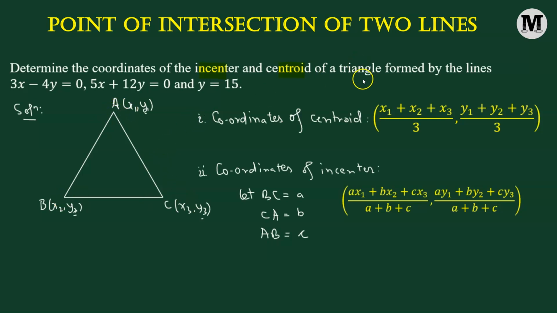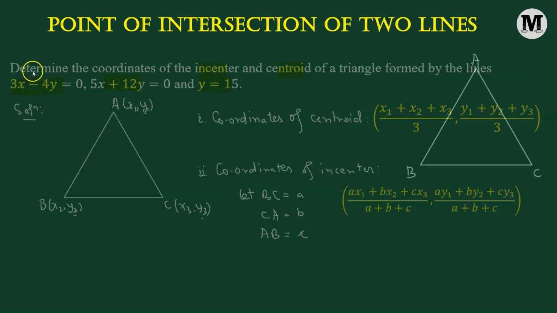Now in our case, we are given that a triangle has been formed by three lines. So the equations of these three lines are given to us. What we'll do is consider that each side represents the line whose equation is given to us, and we'll try to solve two equations at a time to obtain the coordinates of the vertex.